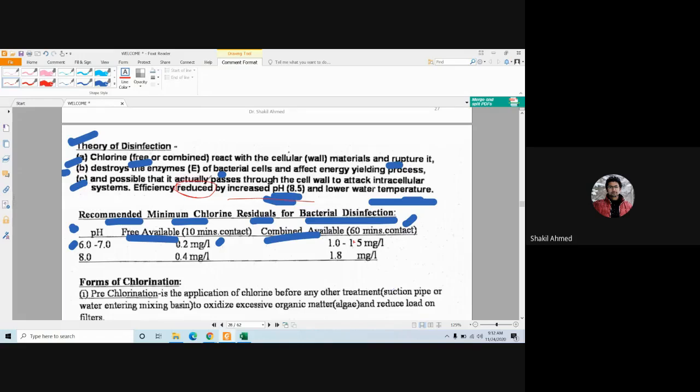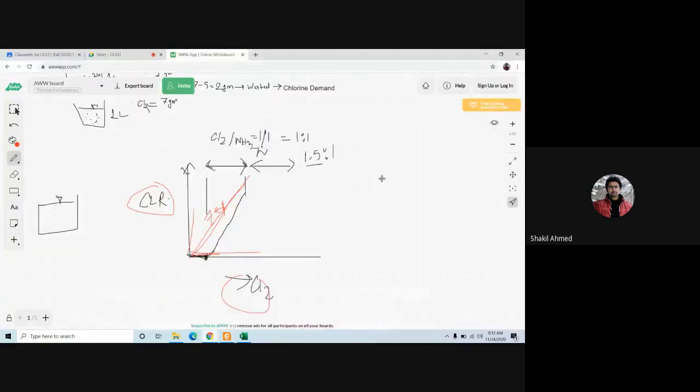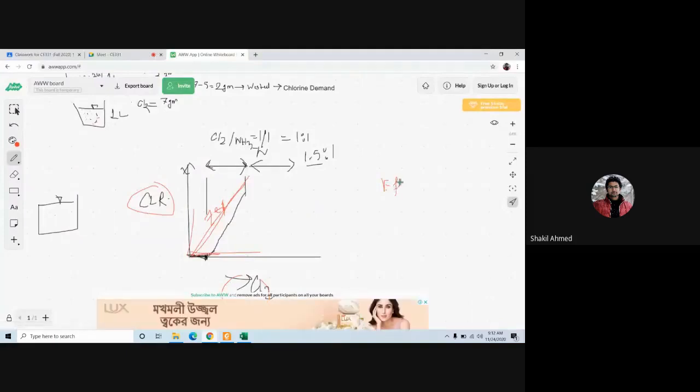Let's write it down in this way: efficiency is increased with increasing temperature, and efficiency is decreased with increased pH. Is it clear now, guys? Yes, sir.